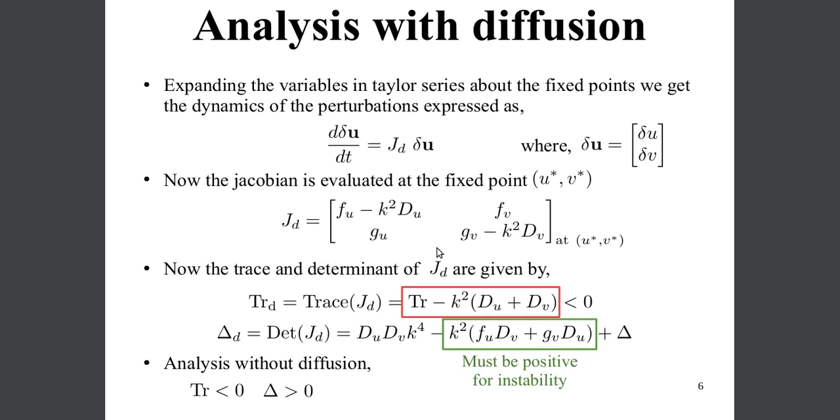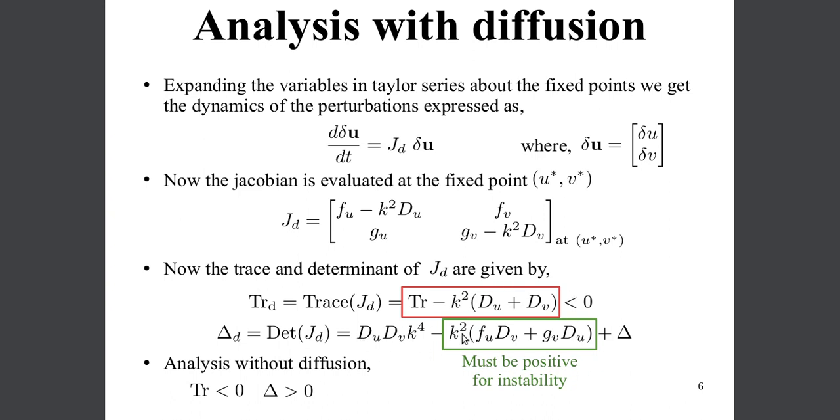And this is the form of Jacobian with diffusion. Now the trace and determinant of JD are given by this. The trace TR_D is equal to the trace of JD, and you can write it in terms of the trace of the Jacobian without diffusion, this TR, minus this k square (du + dv), and this delta D is the determinant of the JD, and it can be written as this.